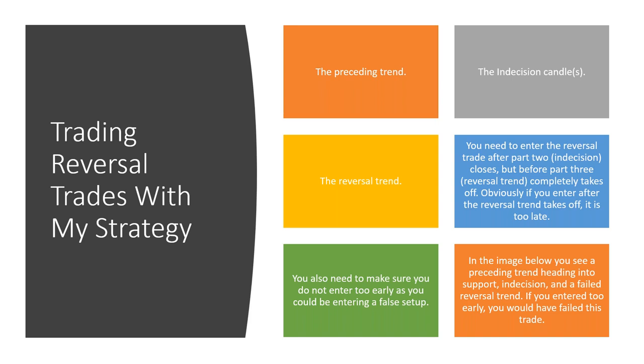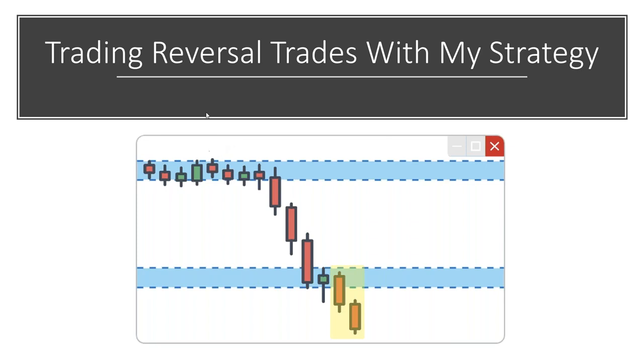So you need to make sure you do not enter too early, as you could just be entering a false setup. In the image I'm about to show you, you see a preceding trend heading into support, indecision, and a failed reversal trend. If you had entered too early, you would have failed in this trade. So see here? Down, down, down, indecision. And then the market continued down. If you would have entered a buy based on this, guess what? You would have lost your shirt because you would have entered too early.